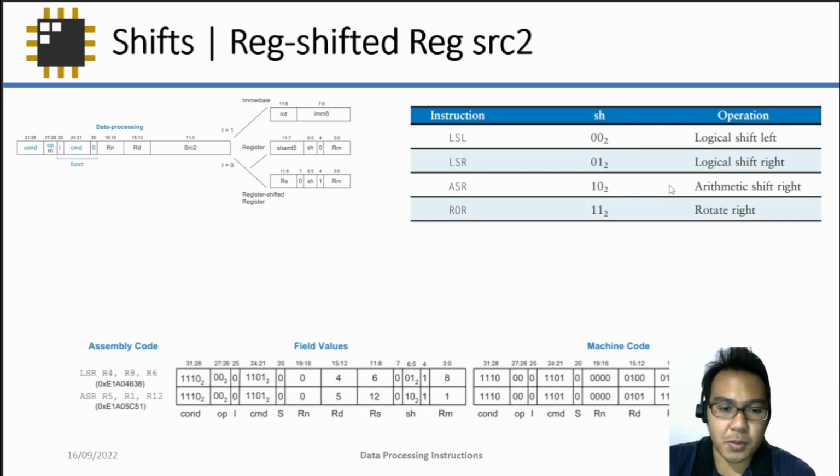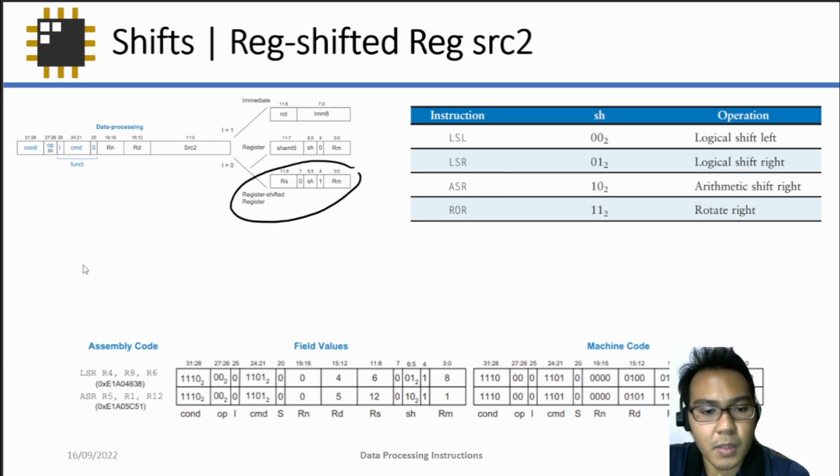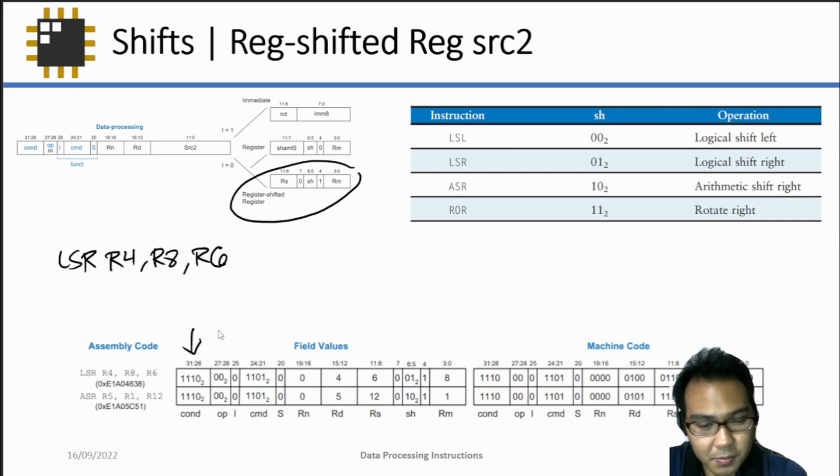What if we're going to use registers? So now we use the register shifted register addressing mode. Okay. Logical shift right, that's R4, R8, R6. So always true. Opcode is data processing. Not immediate addressing, which means we put here 0. Command is shift instruction. S is 0. We're not updating stuff. We didn't say S in the instruction itself.